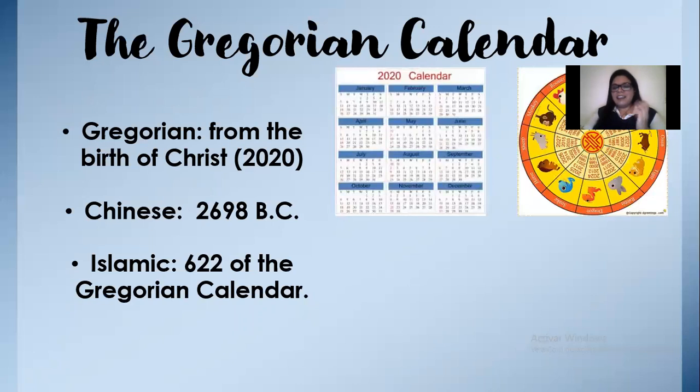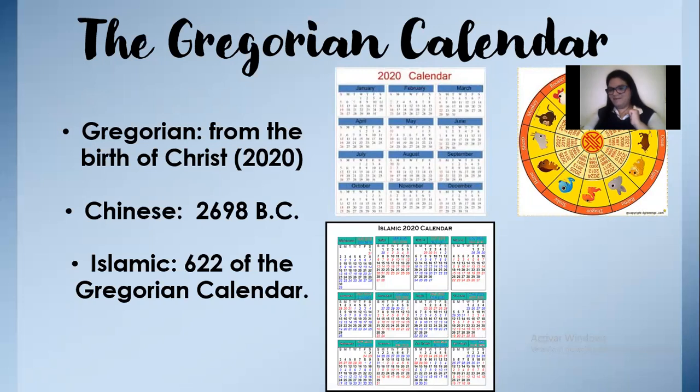Islamic. The Islamic calendar dates from the year 622 of the Gregorian calendar. That means that the years for them began later because it starts from the arrival of Muhammad to Mecca, which is the center of the Muslim belief.